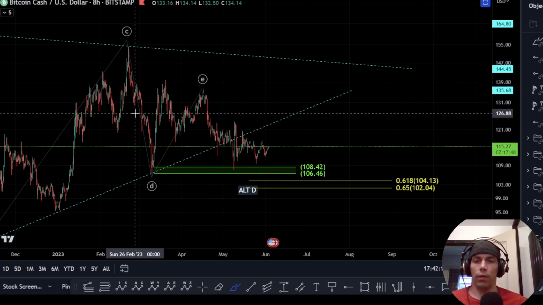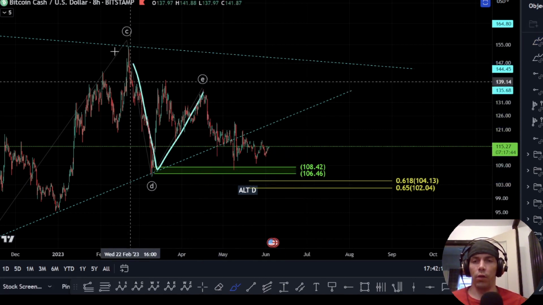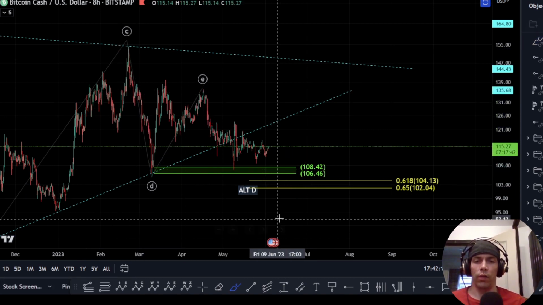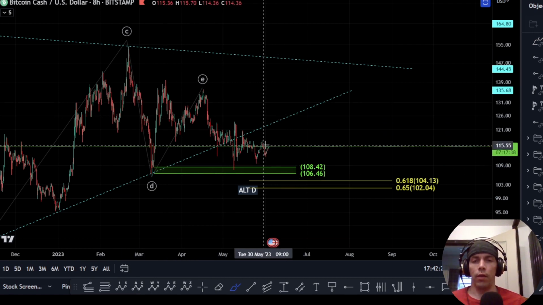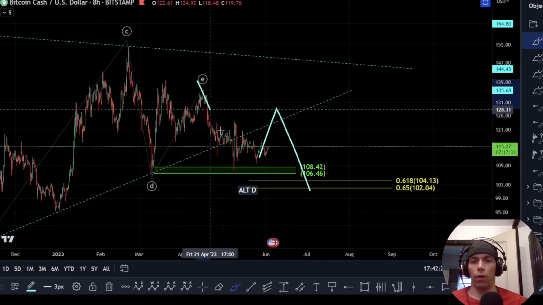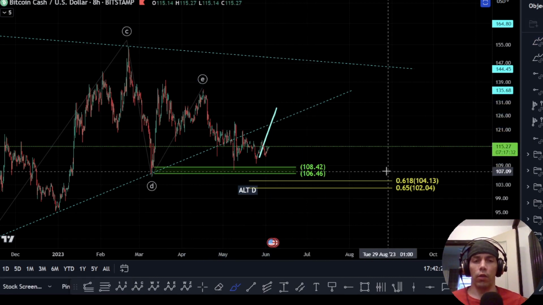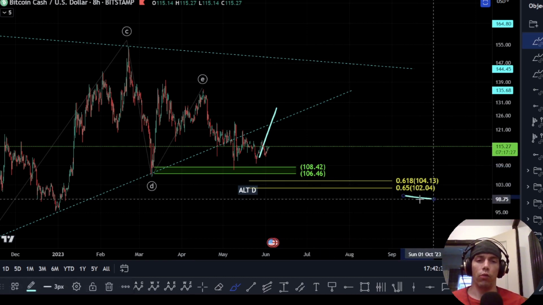Now, the way I'd be looking at this is actually more complex, where we'd be looking for an A, B, and a C. So looking at this effectively as a double zigzag. And then what we'd be looking for here is that effectively we'd get a push to the upside here, looking for that rejection, and then a C wave down, where this becomes A, B, and C. So the target I'd be looking for this would be this 104.13 to this 102.04.